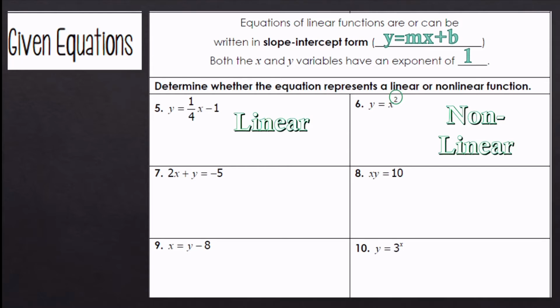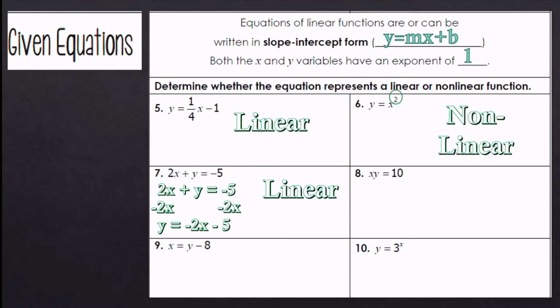We'll go look at number 7. Remember it said if you can get it into y equals mx plus b. Right now, y is not by itself. It is in standard form. But if I take my equation and I subtract 2x from both sides, I now have y equals negative 2x minus 5, meaning it's linear. And x and y's exponents are 1.